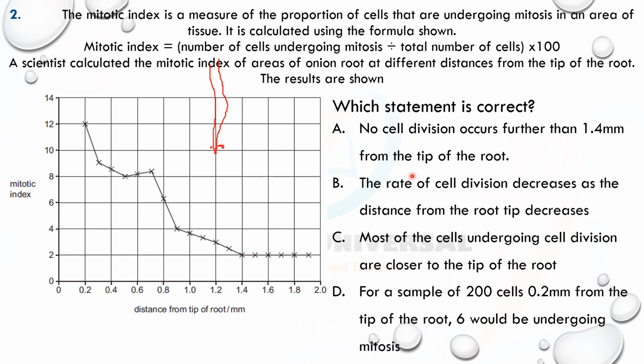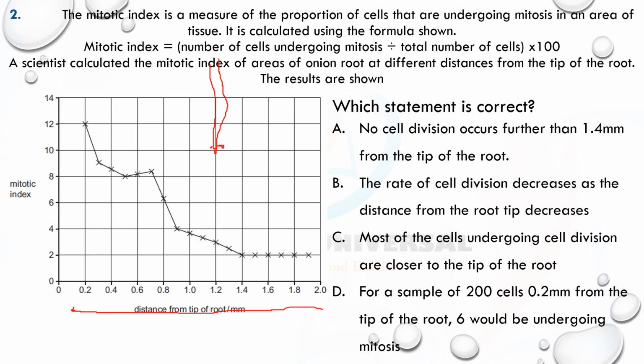Now B says the rate of cell division decreases as the distance from the root tip decreases. You can see that this is the only thing that can work here, guys, if we had this graph moving this way, moving from here down towards the root tip. That may work.